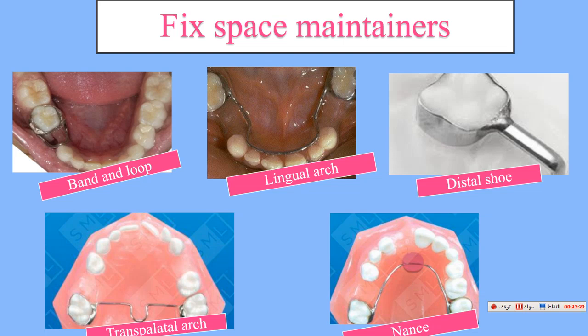But remember, the removable space maintainer can be functional and non-functional also. Functional, especially in premature loss of anterior deciduous teeth, to maintain aesthetics, phonetics, and function. This is the most important and most common type of the fixed space maintainer.